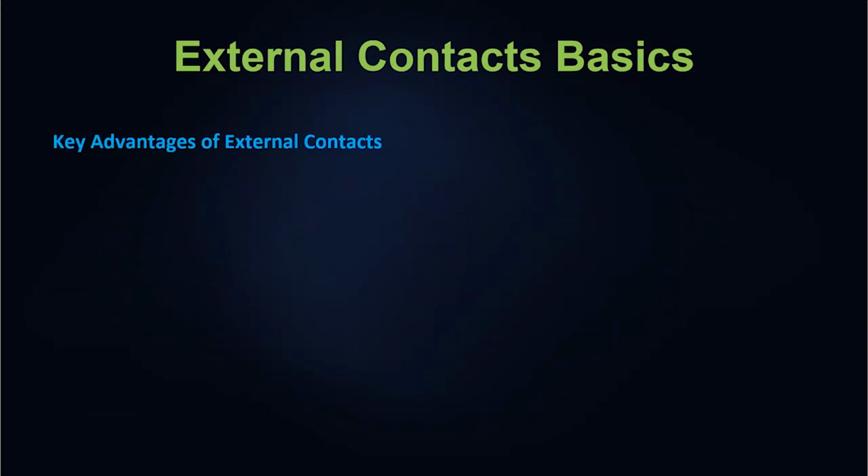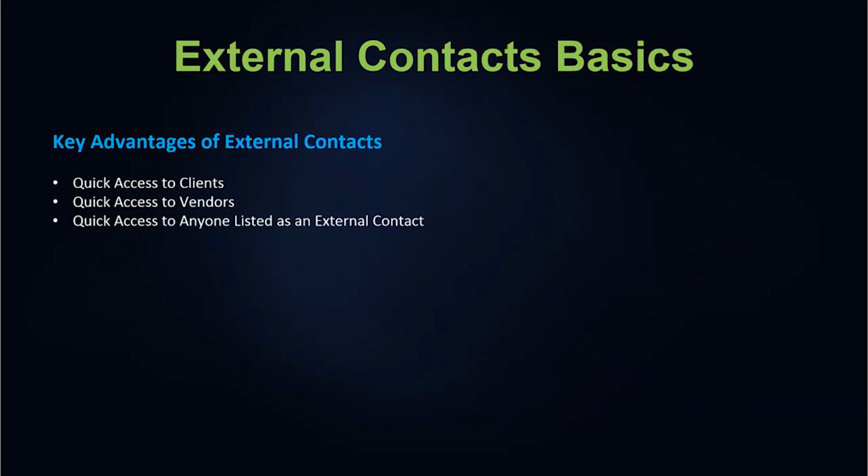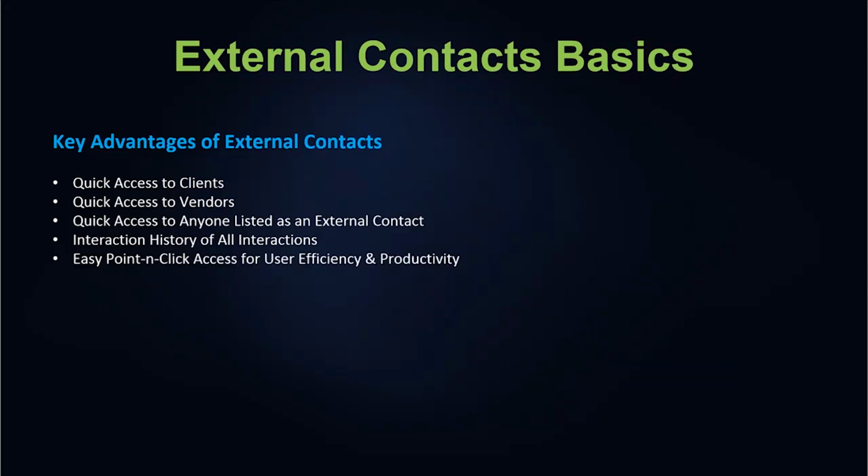Some of the key advantages to maintaining external contacts is quick access to clients, point and click to create a phone call, send an email, etc. Quick access to vendors in the same manner, and quick access basically to anyone listed in the external contact. You also have options for listing the client's website, things of that nature. You also have an interaction history of all interactions. So once an inbound interaction is matched with a profile or an external contact, I can see all the interactions that the customer has called in or sent email or social media previously, all under one umbrella. And lastly, the biggest advantage is easy point and click access for user efficiency.